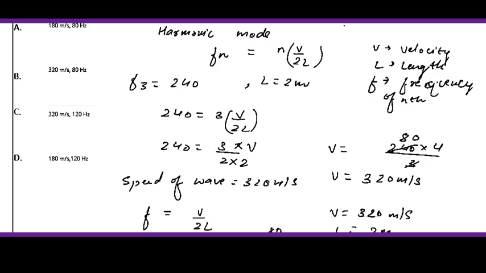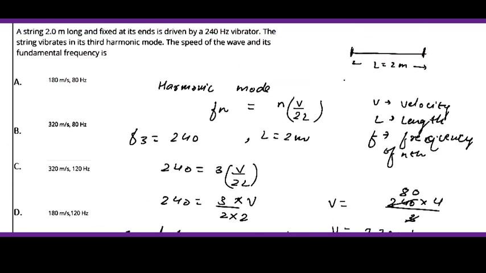Now let's check which option matches 320 and 80 Hertz. So option B, 320 meter per second and 80 Hertz.